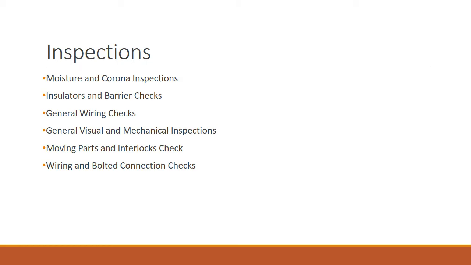The typical inspections that we need to do include moisture and corona inspections, insulators and barrier checks, general wiring checks, general visual and mechanical inspections, moving parts and interlocks checks, as well as wiring and bolted connection checks. Let us start with the moisture and the corona inspections.